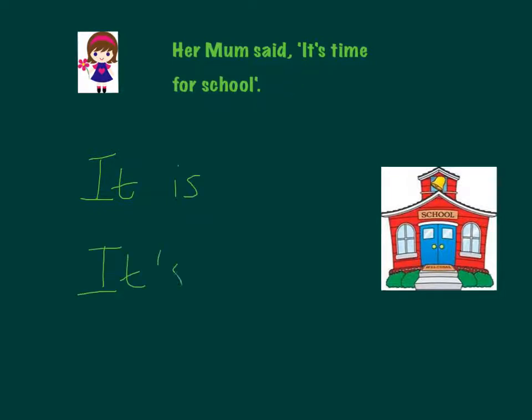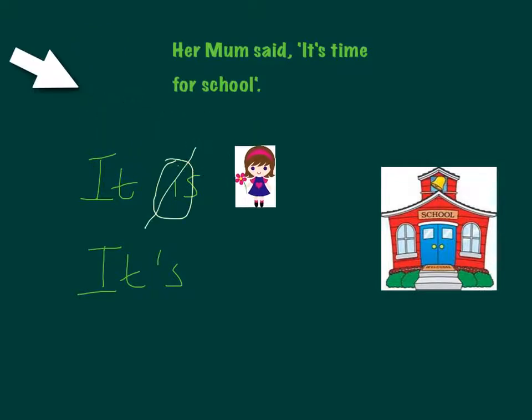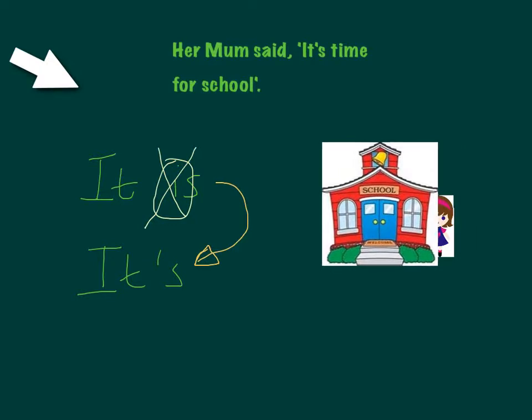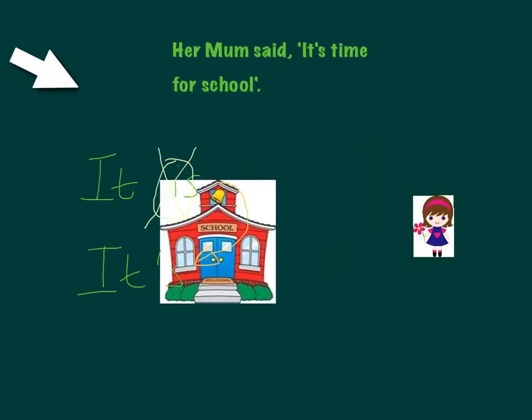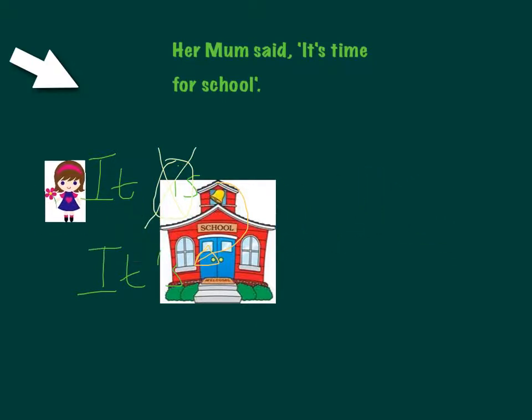So the mum would say, hello, it's time for school. So then the girl would go, and into the school. Okay? Simple. So then school would suddenly move. And the mum would say, it's time for school again. And the girl would go, and she escapes.